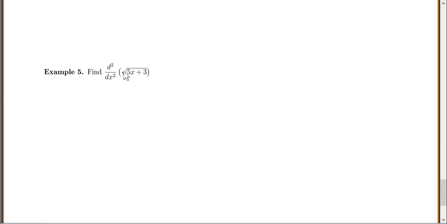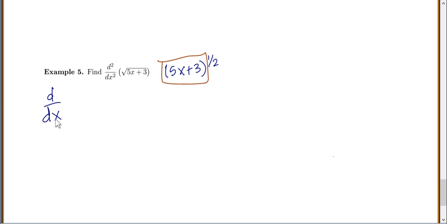We want to find the second derivative. This means find the second derivative of the square root of 5x plus 3. Now I'm going to rewrite this as 5x plus 3 to the power of 1/2, just because it makes my life a little bit simpler. Okay, again, this kind of comes back down to our general power rule. We're going to need to put a box around it and do derivative of outside times derivative of inside.